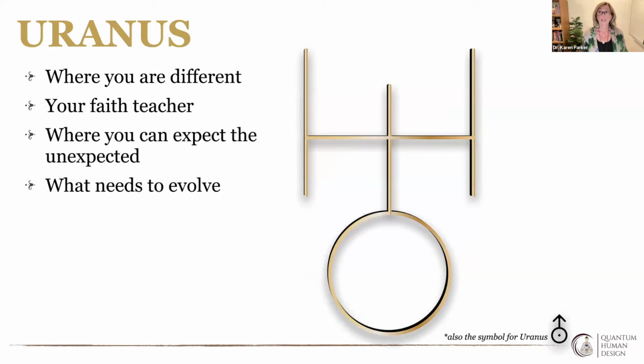Uranus represents a collective planet, a slower moving planet that takes 7 years to move signs, right? Uranus is where you are different. So Uranus will be somewhat generational, but it's also going to tell you in your personal chart places where you are unique. Uranus has the job of oftentimes teaching us faith.